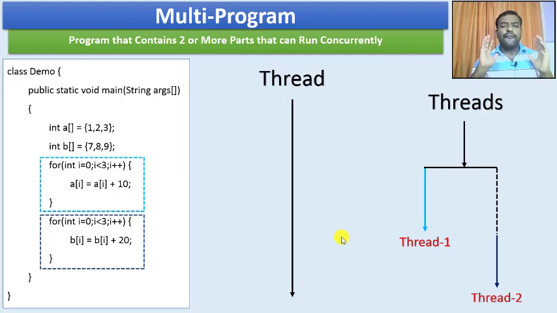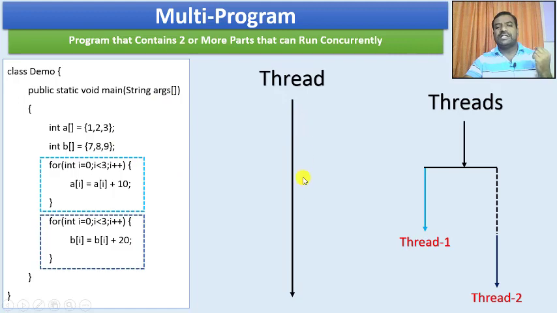So now, if I have only a single line of execution, we will just call this a thread. Hence, there's only one thread. If there's only one thread, you will never think about a multi-thread, because there's only one thread. And what is the meaning of calling it a multi-thread?